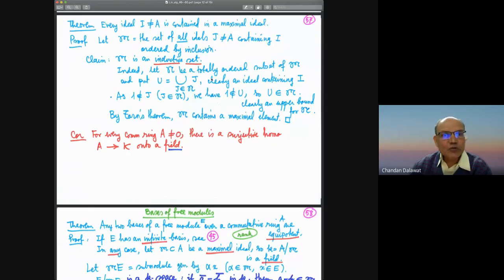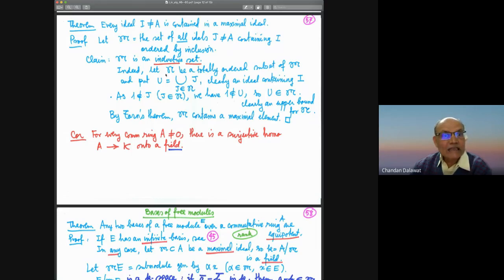Because I can find two ideals here, J1 and J2, such that X belongs to J1 and Y belongs to J2. And this set is totally ordered. So either J1 is contained in J2 or J2 is contained in J1. So we can, without loss of generality, assume that J1 is contained in J2. Then X and Y are both elements of J2 and J2 is an ideal. So J2 contains X plus Y, and therefore the union contains X plus Y because U contains J2. Right? So this kind of very small checking you have to do.